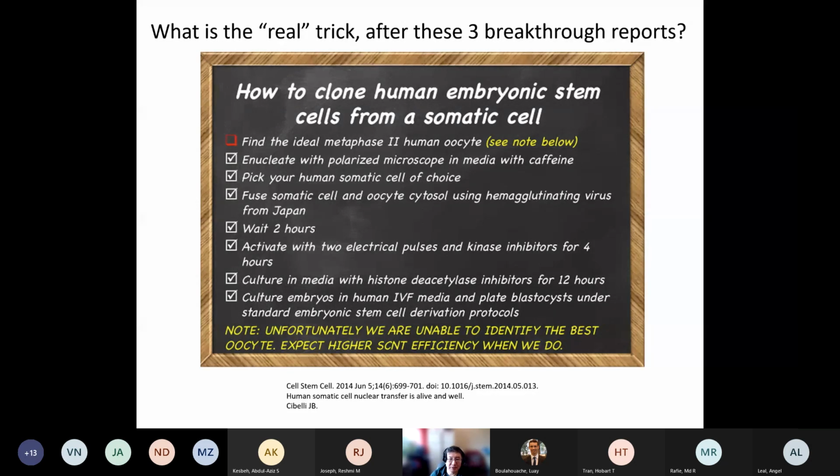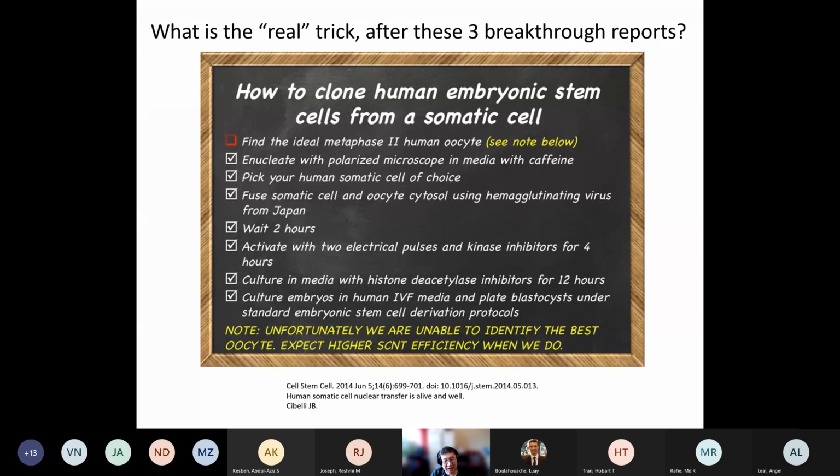But first of all, you see what they showed there. The most important factor in this success is to find the ideal metaphase II human oocyte. So you want this oocyte to reprogram a somatic cell nucleus. So the most critical factor here is to find the ideal one. But how?